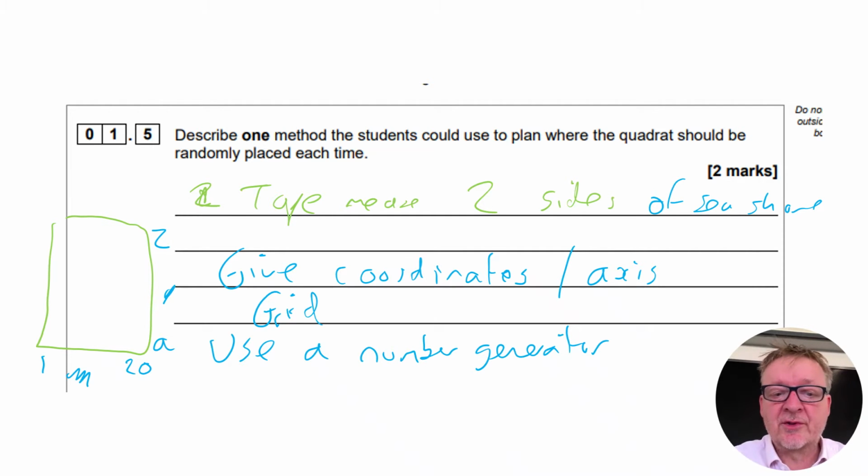Okay, so then when you use a number generator, it might come up with 2p. And if it comes up with 2p, you then know exactly where you're going to put it, and it's random.